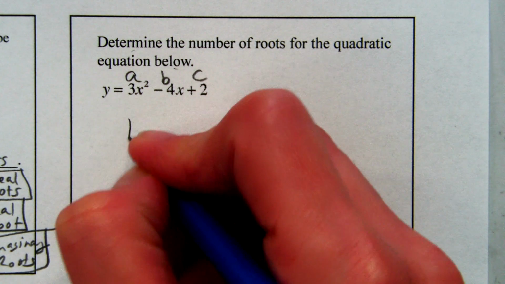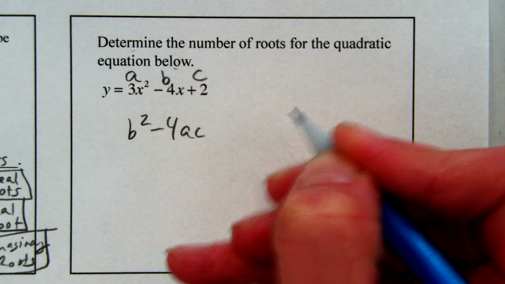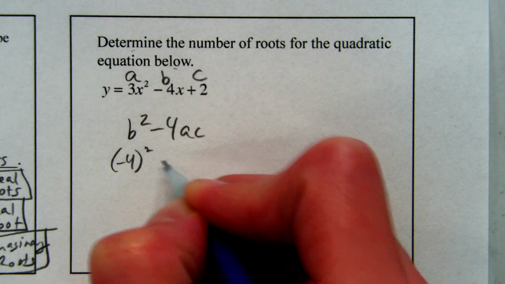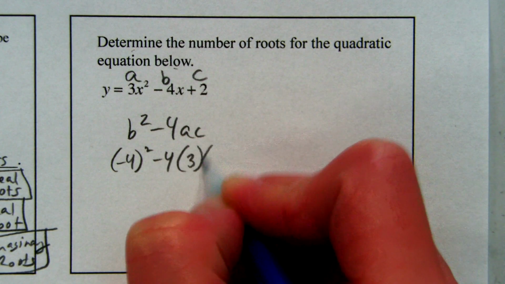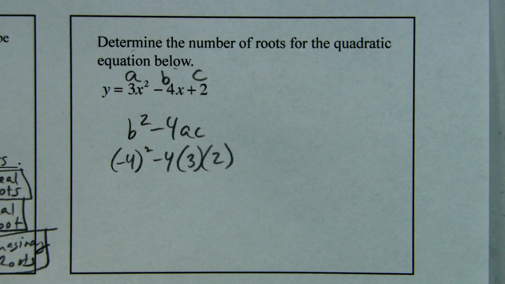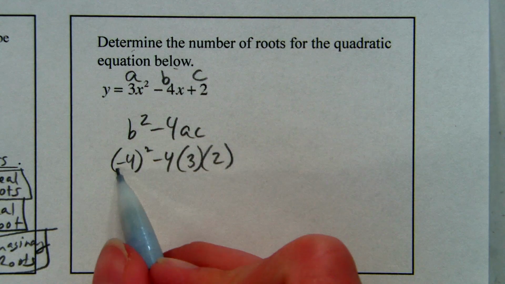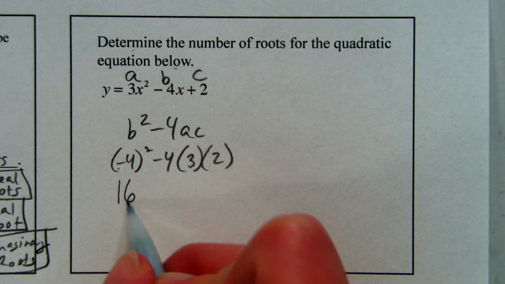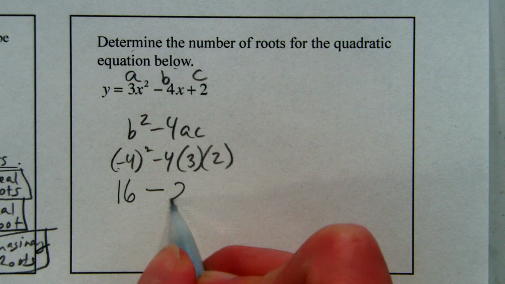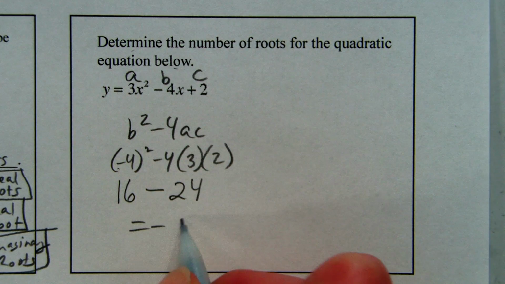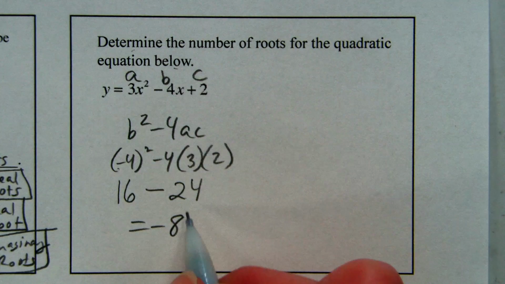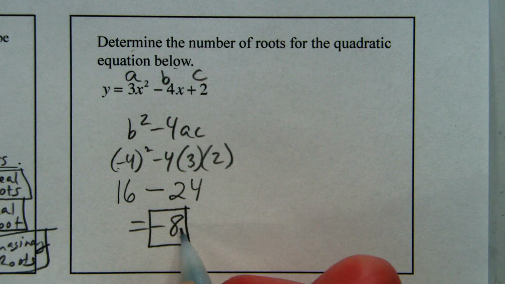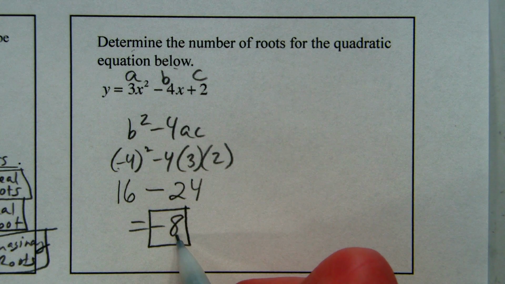So the discriminant is b squared minus 4ac. So we'll just do negative 4 squared minus 4 times 3 times 2. You could type all that in your calculator at once, or you could just do it by hand. This would be 16 minus 24, and you end up with negative 8. On your assignment, they're going to ask you for the discriminant, so I'm going to go ahead and box that. That will be one of the answers that we check on the assignment.